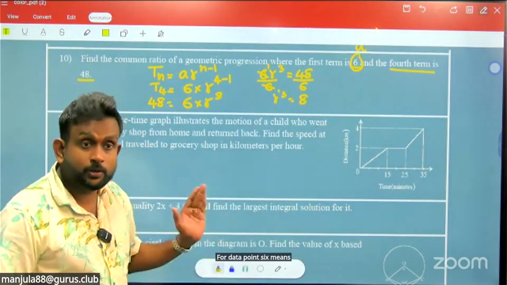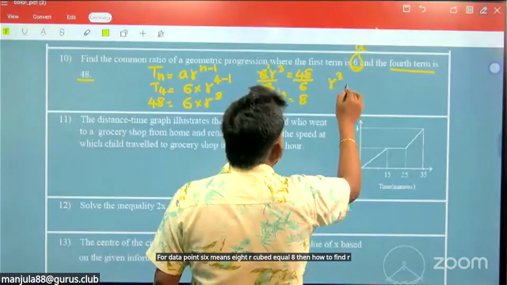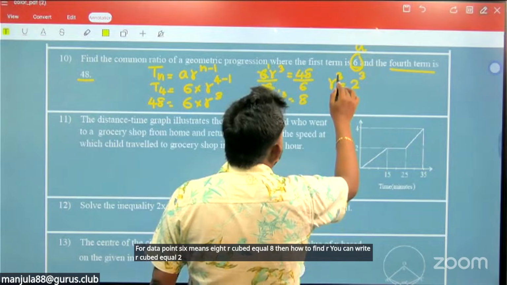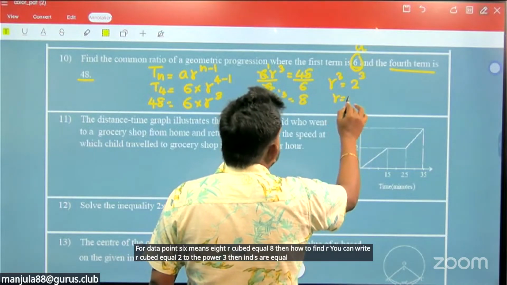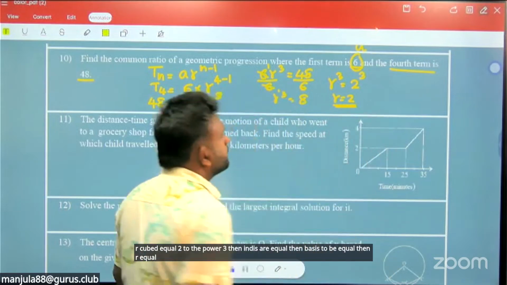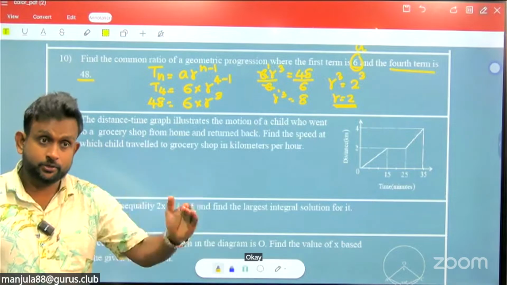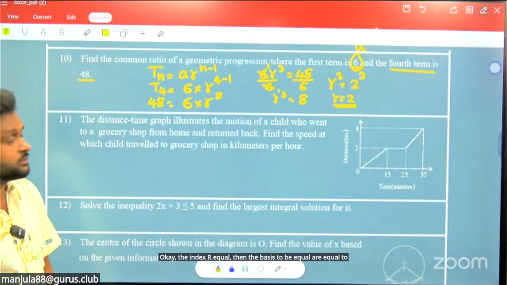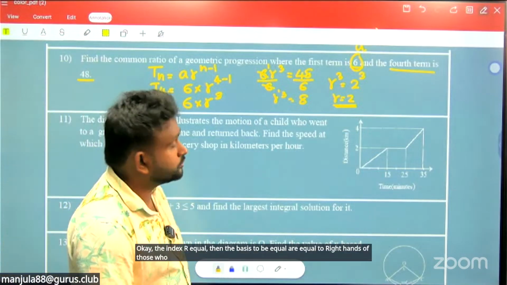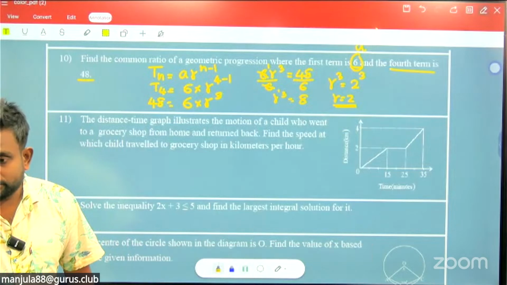r cube equals 8. Then how to find r? You can write r cube equals 2 to the power 3. If the indices are equal, then the bases must be equal, so r equals what? Hands up those who got the answer. r equals? Right, well done.